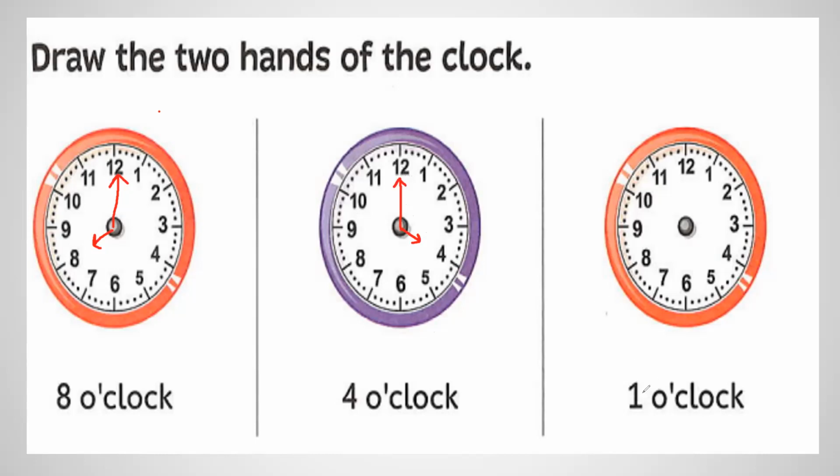The third one here, can you read? It's 1 o'clock. It means that the short hand will stop on number 1, yes. And what about the long hand? It go and stop on number 12. Super, grade 1.